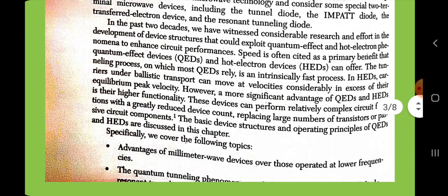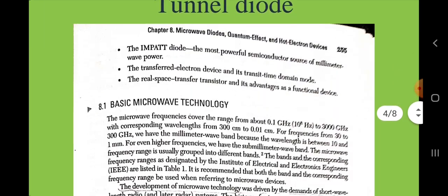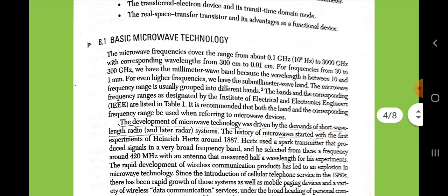Now we discuss what is the basic microwave technology. The microwave frequencies cover a range from about 0.1 gigahertz, that is about 10 to the power 8 hertz, to 3000 gigahertz, with corresponding wavelengths from 300 centimeter to 0.01 centimeter. For frequencies from 30 to 300 gigahertz, we have the millimeter wave band because the wavelength is between 10 to 1 millimeter. For even higher frequencies, we have the sub-millimeter wave band.